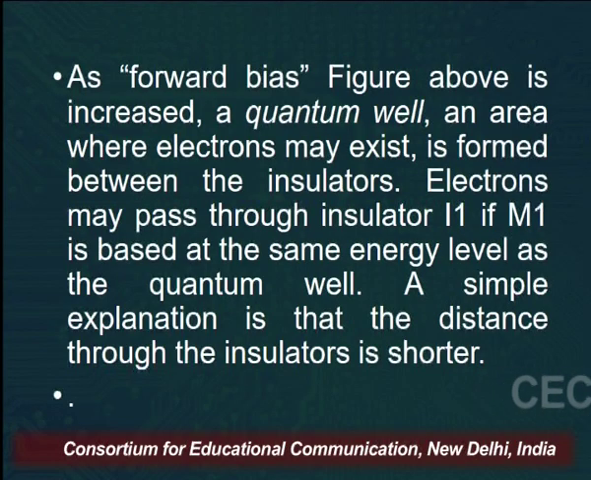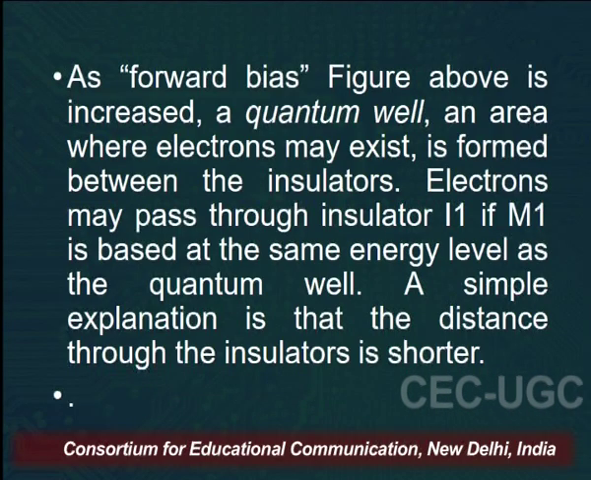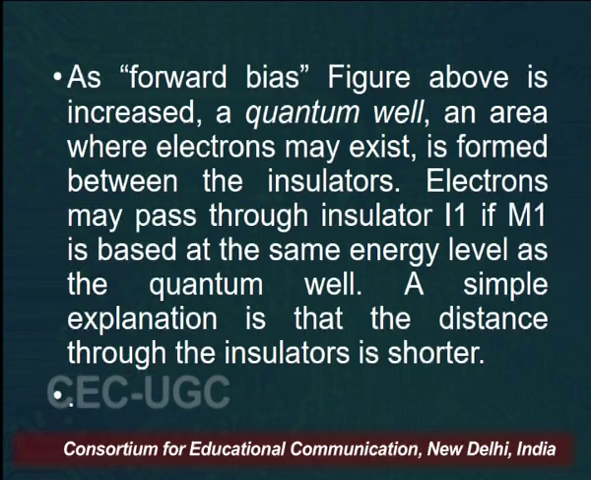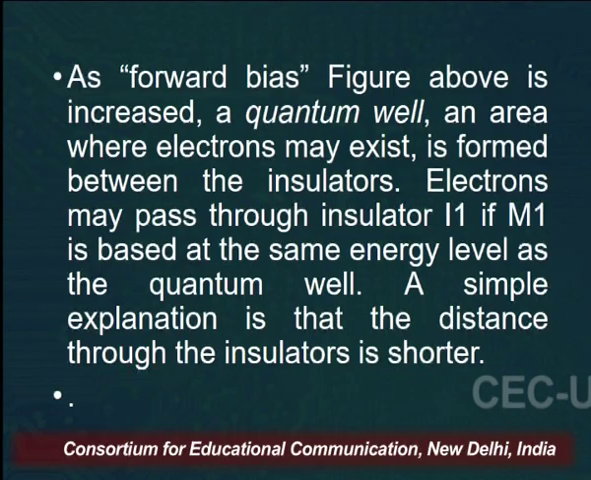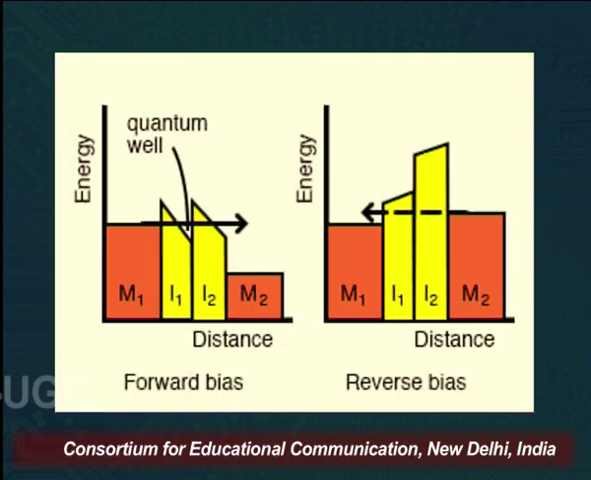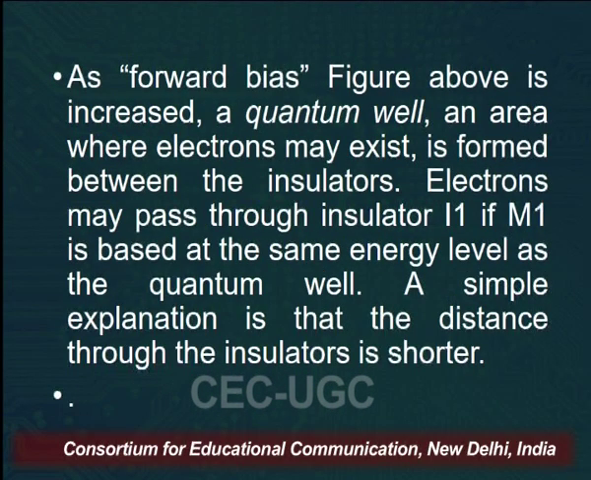is increased, a quantum well, an area where the electrons may exist, is formed between the insulators. So, electrons may pass through the insulator I1 if M1 is biased to the same energy level as the quantum well. Now we can see here that M1 is at the same energy level as this insulator I1 and this insulator I2. This is the condition where tunneling will be possible.